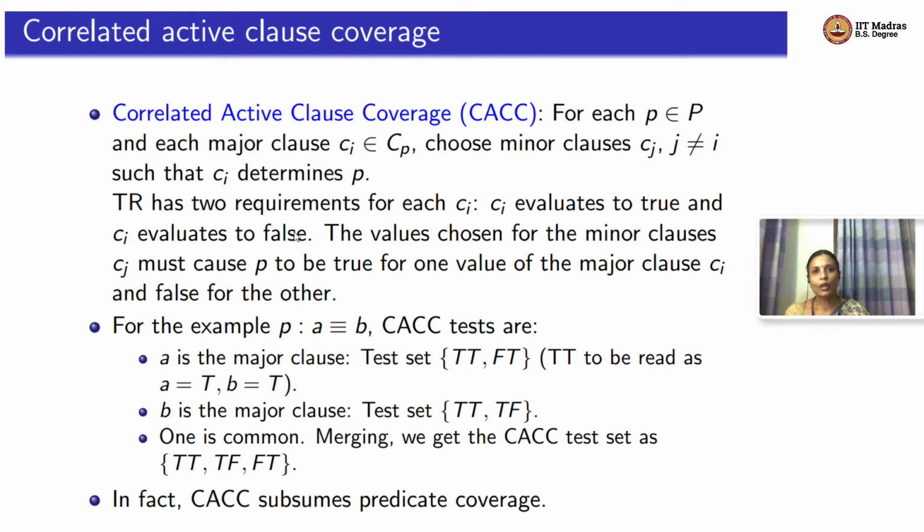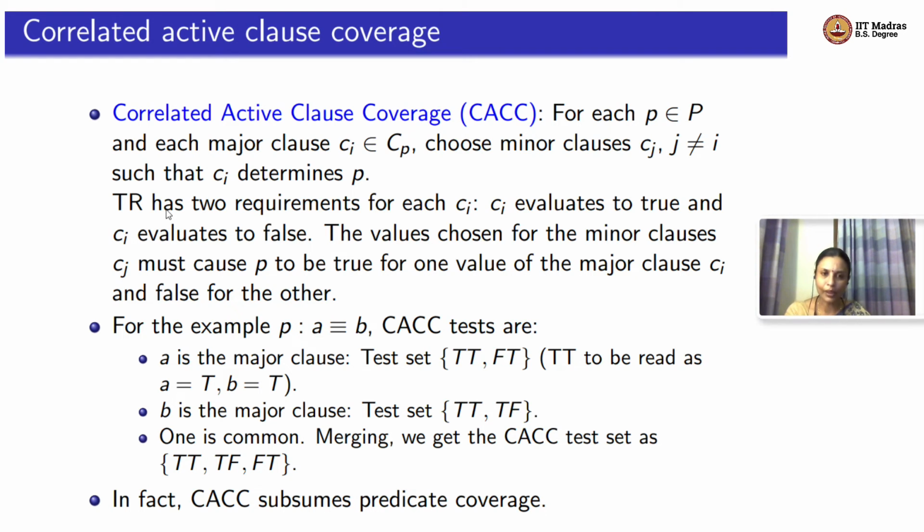Now, the values chosen for minor clauses CJ must cause P to be true for one value of the major clause and must cause P to be false for the other. Is this clear? So that is what correlated is. The minor clauses take values such that for sure they ensure that the major clause determines the predicate P. That is, the truth or falsity of the predicate P changes with the truth or falsity of the major clause.